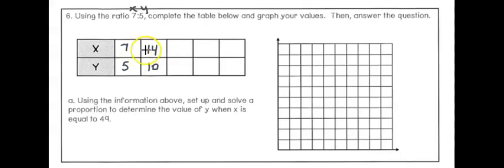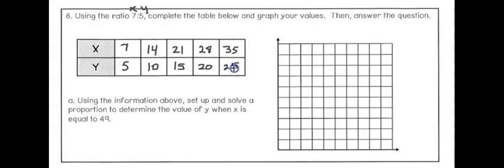Okay, my next one, I'm just going to go in order. I'm going to triple 7. 7 times 3 is 21, and then I'm going to triple 5 to keep it equal. 5 times 3 is 15. Then I'm going to multiply 7 times 4 for 28, and 5 times 4 for 20. And then finally, 7 times 5 is 35, and 5 times 5 is 25.